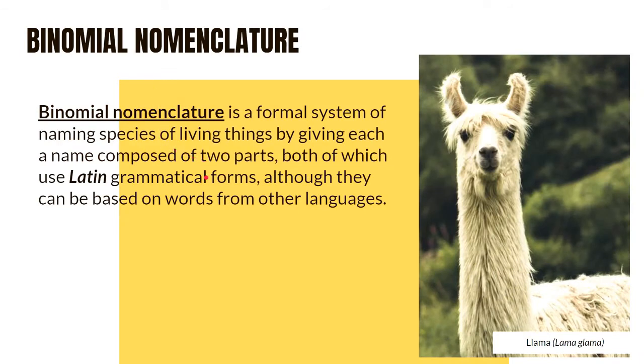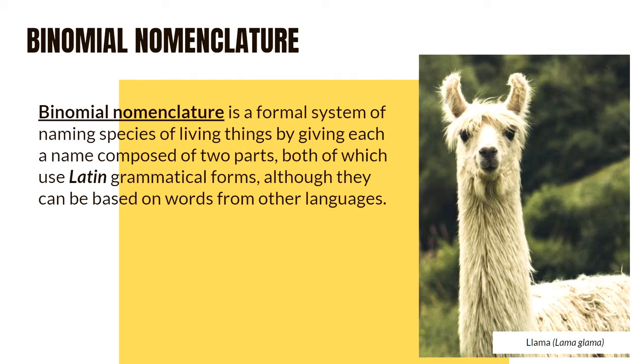Now we've discussed the Linnaean classification of organisms. Now we go to the binomial nomenclature, the standardized way of naming organisms. So this is a formal system of naming species of living things by giving each a name composed of two parts, both of which use Latin grammatical forms. So they're in Latin, although they can be based on words from other languages, but mostly Latin.